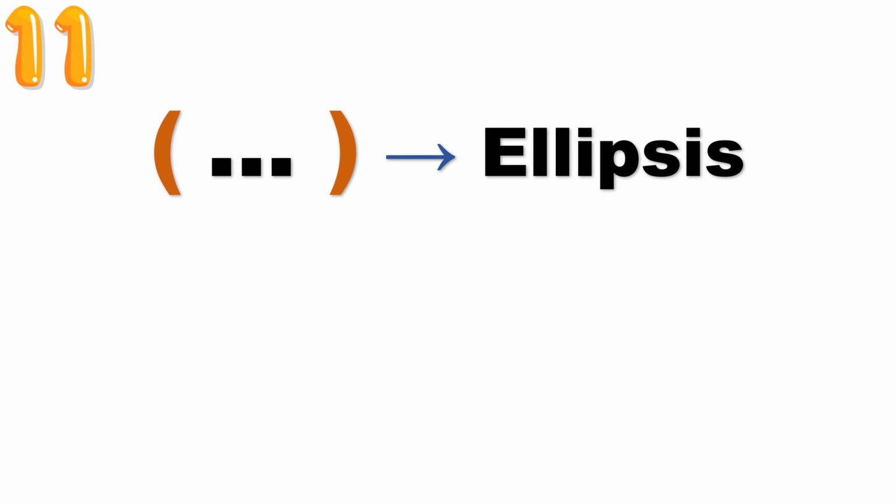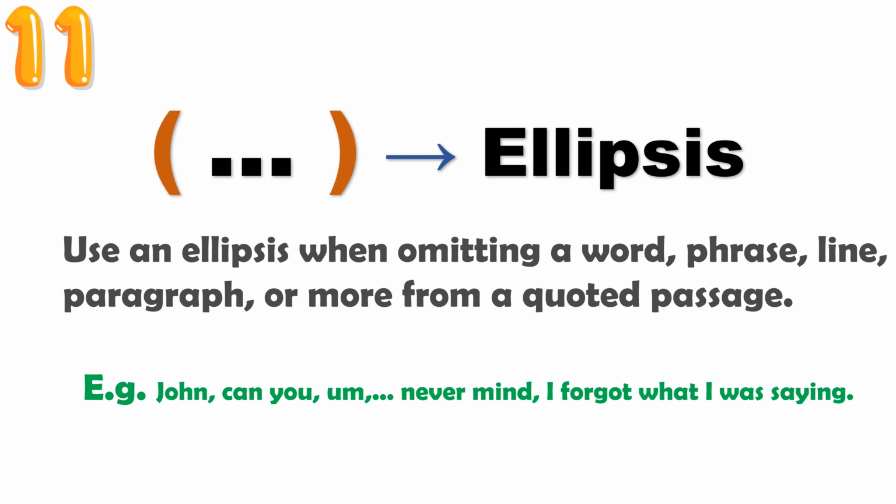Ellipsis. Use an ellipsis when omitting a word, phrase, line, paragraph, or more from a quoted passage. For example, "John, can you... Never mind, I forgot what I was saying."